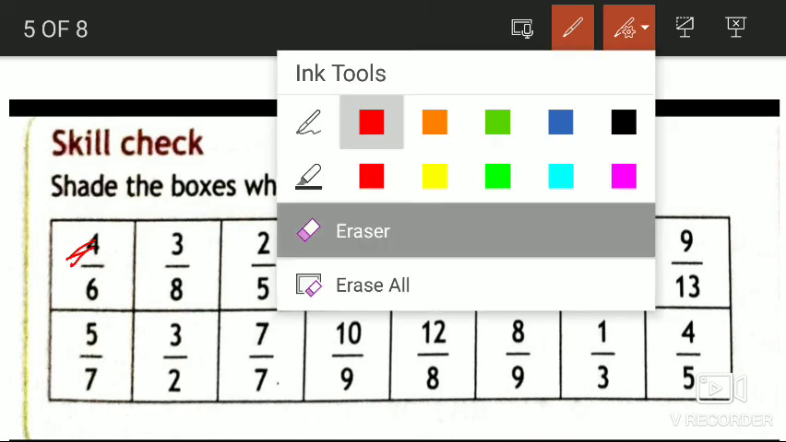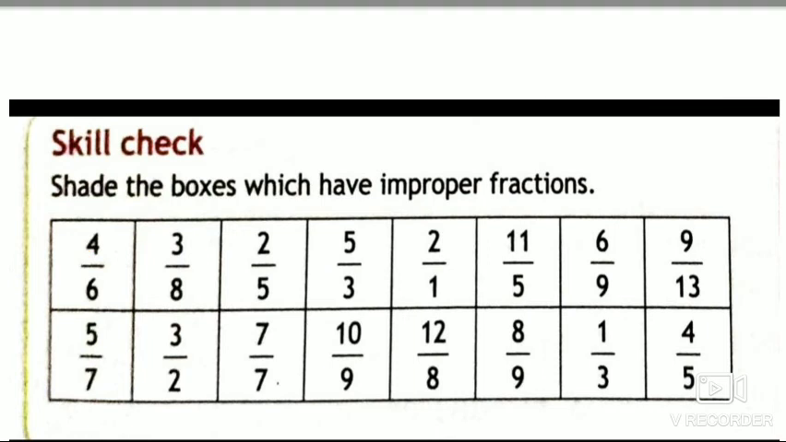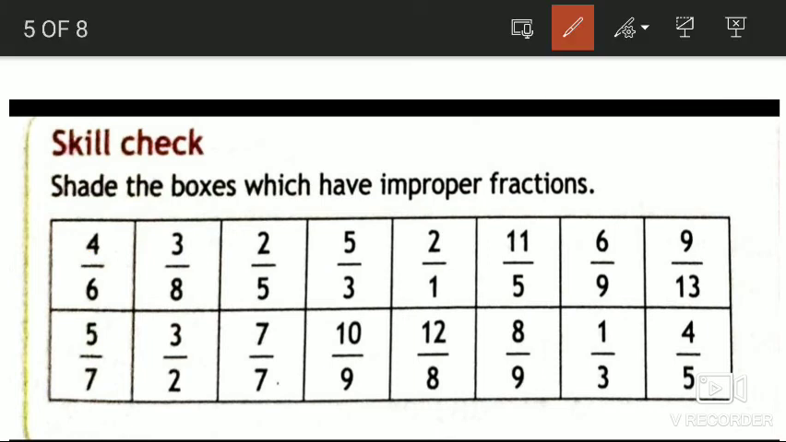Proper fraction. Then next, 3 by 8, this is proper fraction. 2 by 5 proper fraction. 5 by 3 is improper fraction. 2 by 1 proper. 11 by 5 is improper. 6 by 9 is proper. 9 by 13 is proper. 5 by 7 is proper. 3 by 2 is proper. 7 by 7 is improper fraction. 10 by 9 is improper. 12 by 8 is improper fraction. 8 by 9 is proper. 1 by 3 is proper fraction. And 4 by 5 is proper fraction.